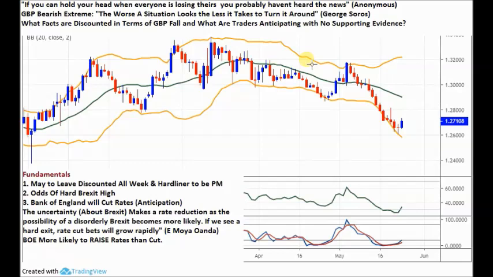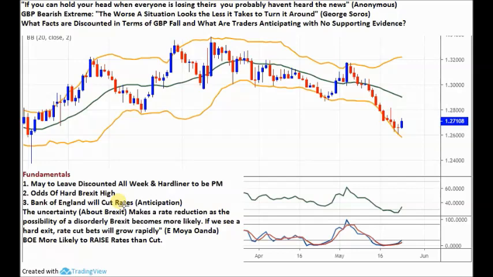So let's look at anticipation. Just go to these bottom notes. May to leave, UK PM to leave as Prime Minister. That was discounted all week, and she's gone, obviously. Hardliner to be PM, well, everything points to that as well. So that's the basic facts, I think, that are true. Odds of a hard Brexit are high.